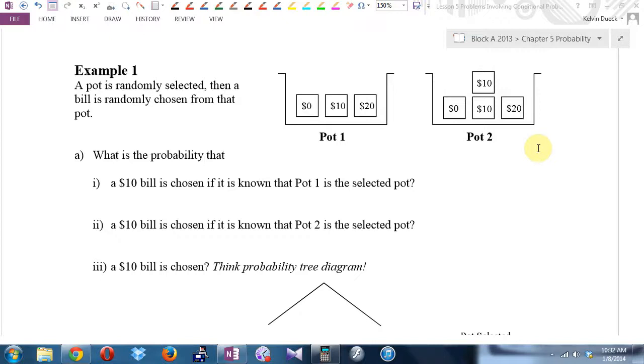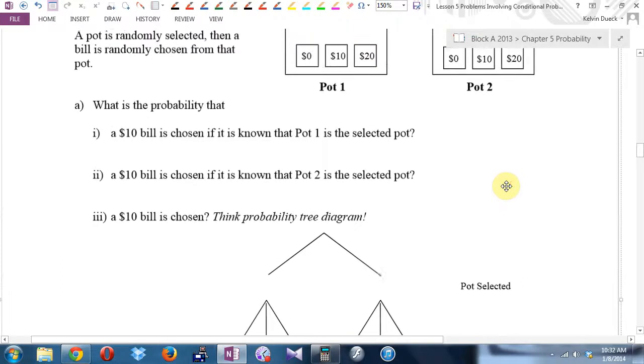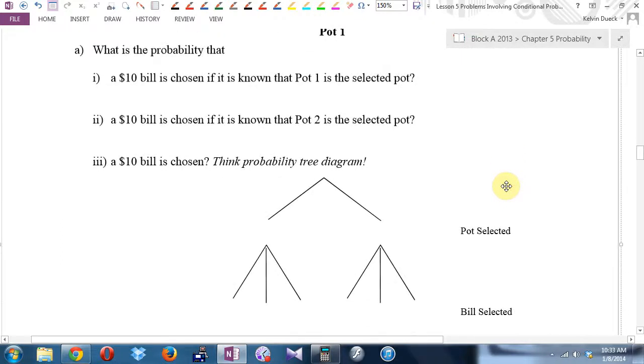Example one. A pot is randomly selected, and then a bill is randomly chosen from that pot. Since we're choosing two things, a pot and then a bill, that's a job for a tree. In fact, I gave you a spot to draw the probability tree diagram right here. So we can go pot one, pot two.